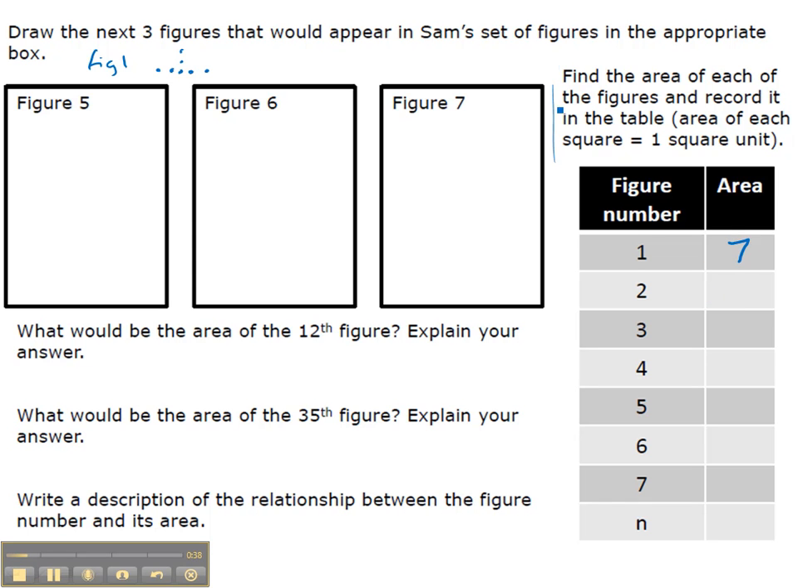It asks us, let's read this, find the area of each of the figures and record it in the table. The area of each square equals 1 square unit. So in this first figure where we had 7 squares, that area would be 7 units squared. And then figure 2, you could count them. There are 9 units squared. Figure 3 has 11.